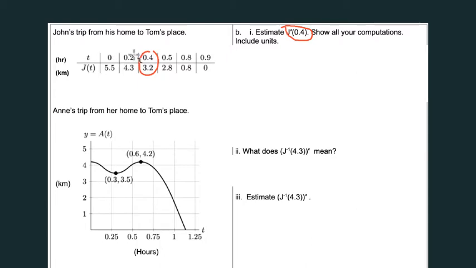I've got a bit of a problem here. It's not a continuous function. So I can actually only get secants, right? I can get an average velocity from, let's see, I could do an average velocity from 0.2 to 0.4. I could do an average velocity from 0.4 to 0.5. I could do an average velocity 0.2 to 0.5.